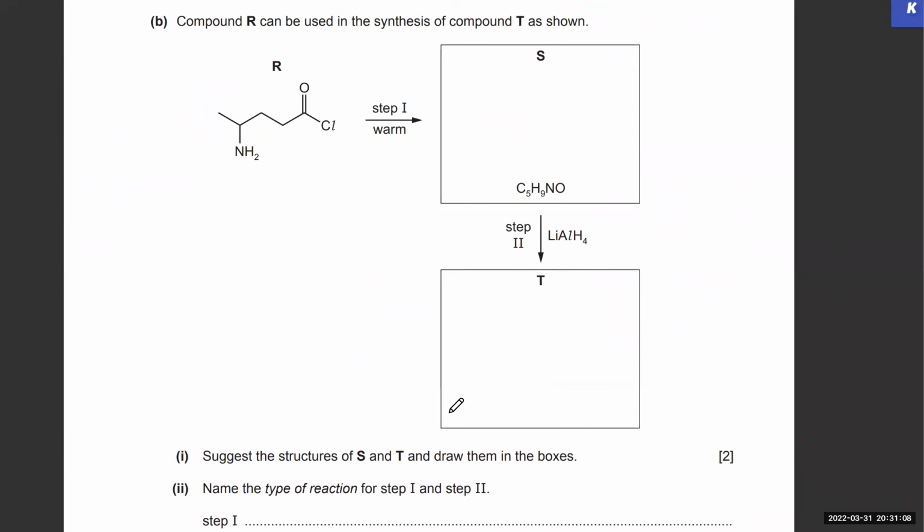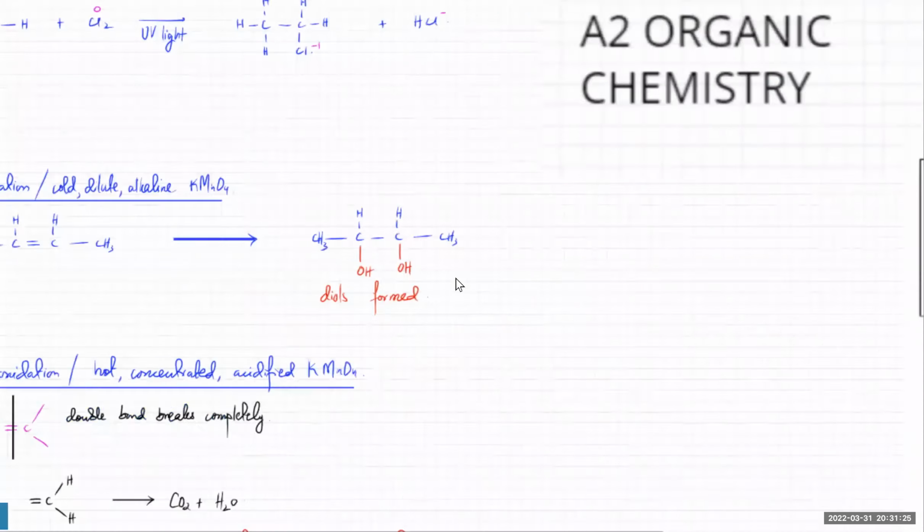And then you've got this thing, compound R can be used to synthesize. So what is happening here? There's an acyl chloride and there is an amine. And you're not adding any reagents. So what is going on over here? So this is amides. Okay, where did we do amides?